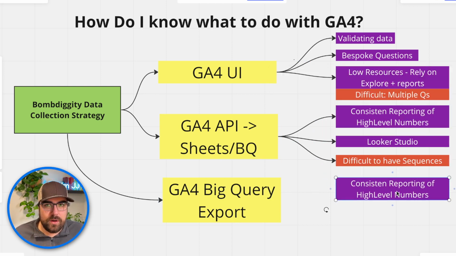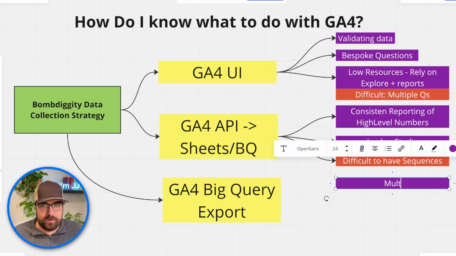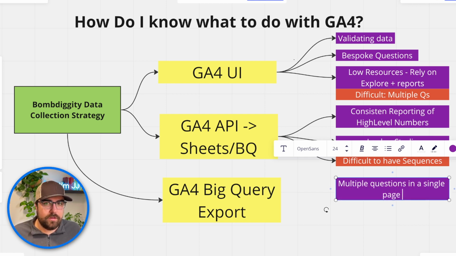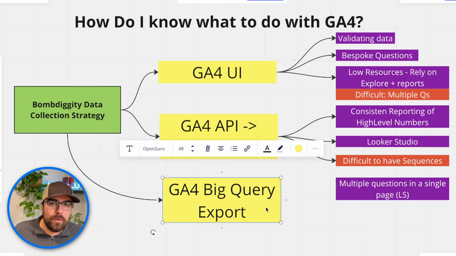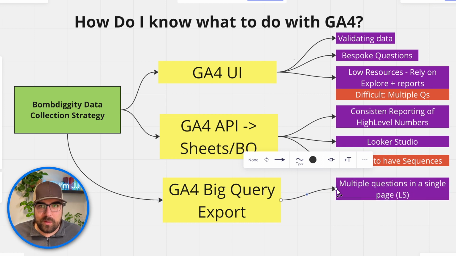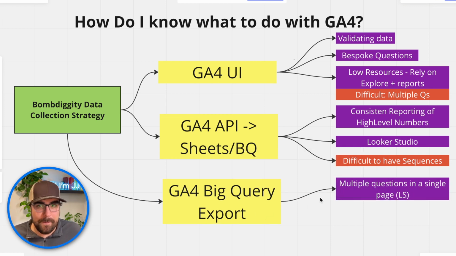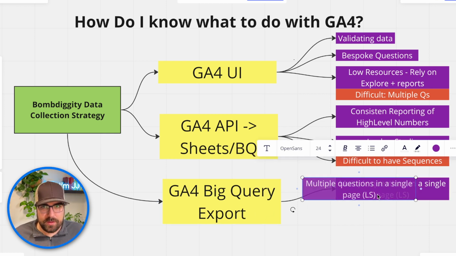So this is where you want to have multiple questions in a single page. I'm going to call this single page, and then I'm going to put a Looker Studio here because that is where it's at. So if you want to use a BigQuery export, multiple questions on a single page, bada bing, bada boom, there you go.